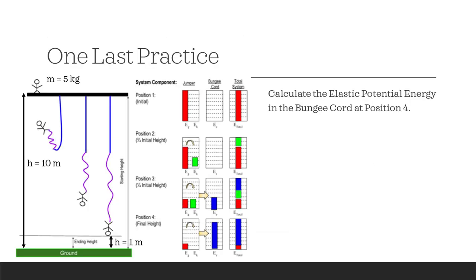So what we are going to look at for our practice is at position 1, we've got this jumper right here. He has a mass of 5 kilograms. There's a height of 10 meters. And at the end, we've got a height of 1 meter. And our job is to calculate the elastic potential energy in the bungee cord at position 4, right here. So go ahead, pause the video, see if you can do that on your own, and then I will go over it with you as well.